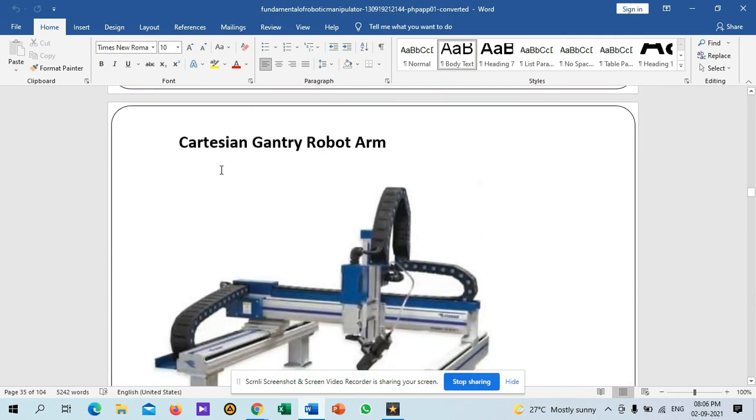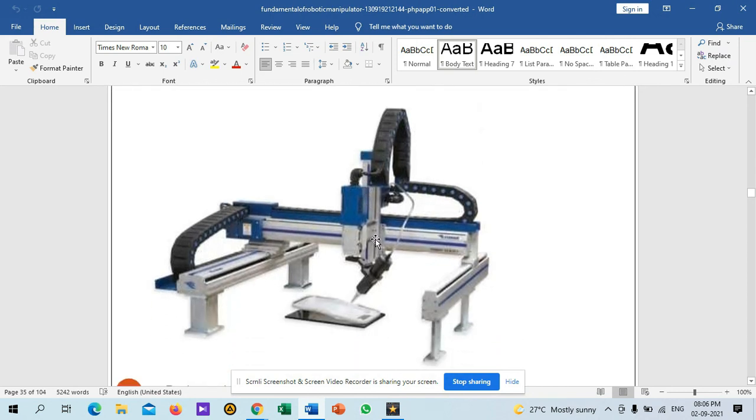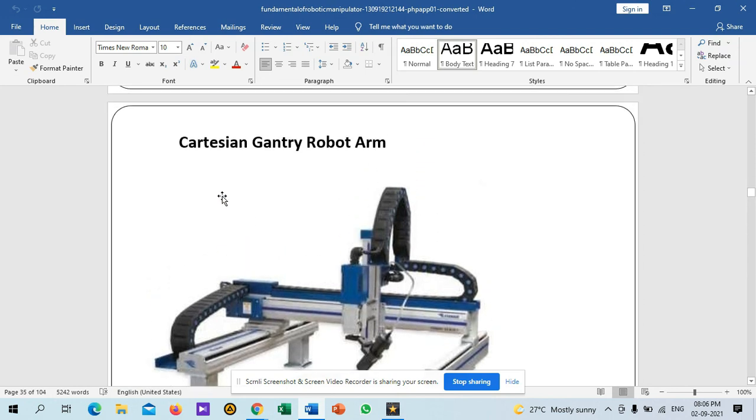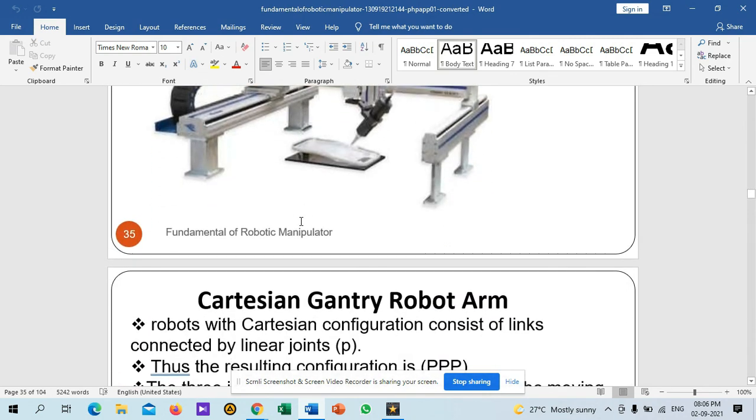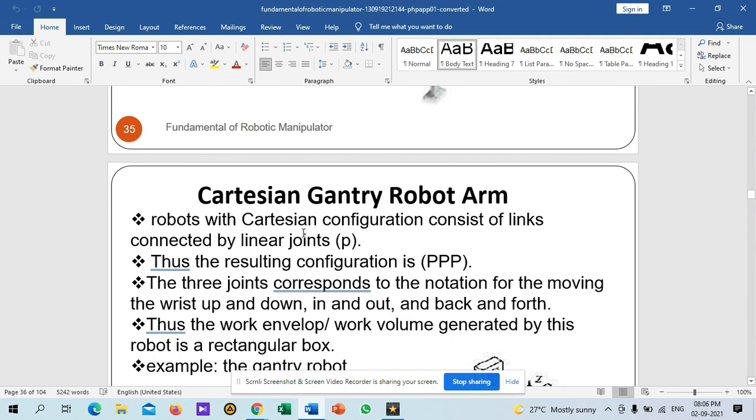So this is an image of a Cartesian geometry robot arm, right? It has only linear motions, so it could move like that, and like that, and like that, right? This is only linear motion, so it is called a Cartesian gantry robot arm, right? So what are the special points here? The Cartesian gantry robot arm's Cartesian configuration consists of links connected by linear joints.